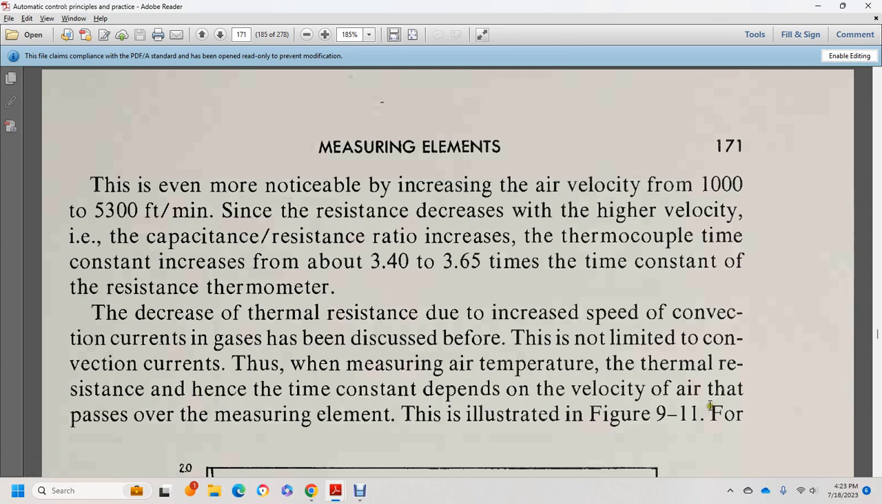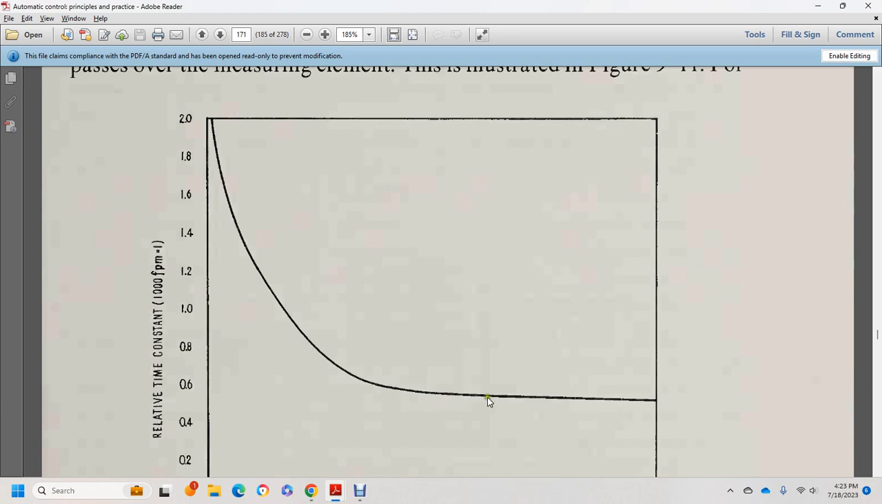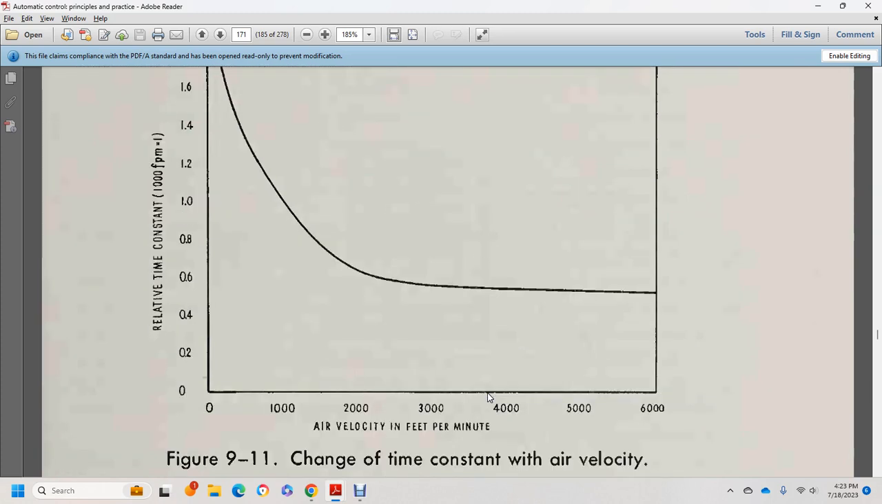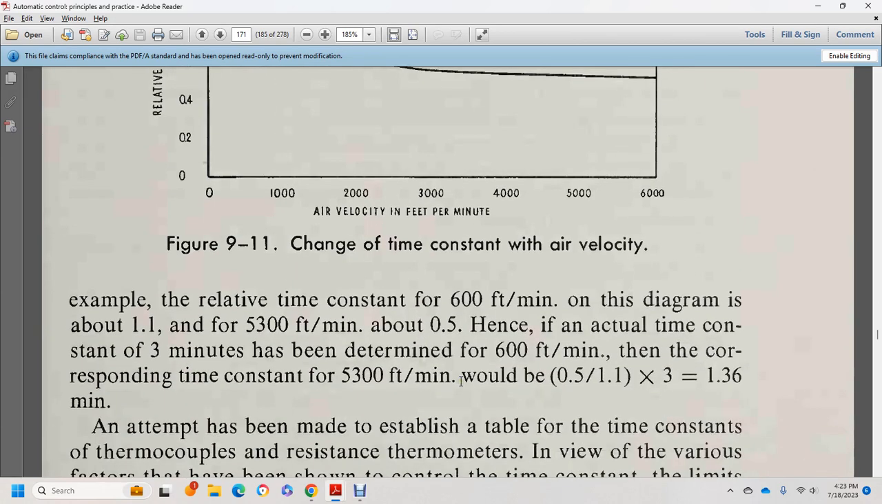Illustrated in figure 911 is the relative time constant at an air velocity in feet per minute. For example, the relative time constant at 600 feet per minute from the diagram of the figure is about 1.1, and at 5,300 feet per minute about half. Hence, the actual time constant of 3 minutes determined at 600 feet per minute has a corresponding time constant at 5,300 feet per minute of one half divided by 1.1 times 3, or 1.36 minutes.